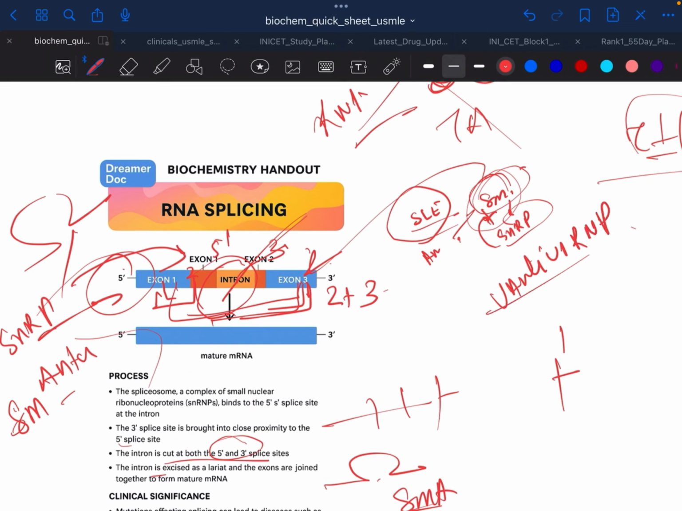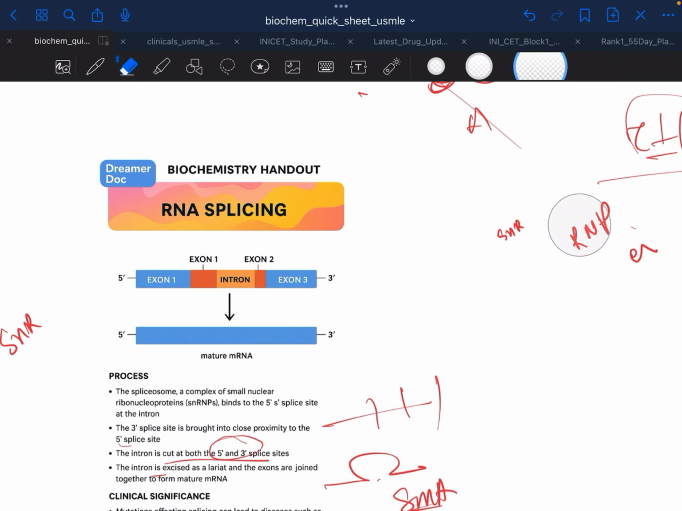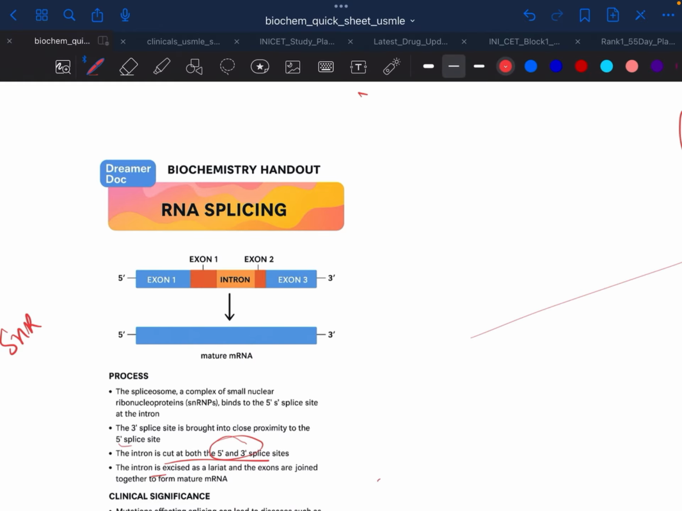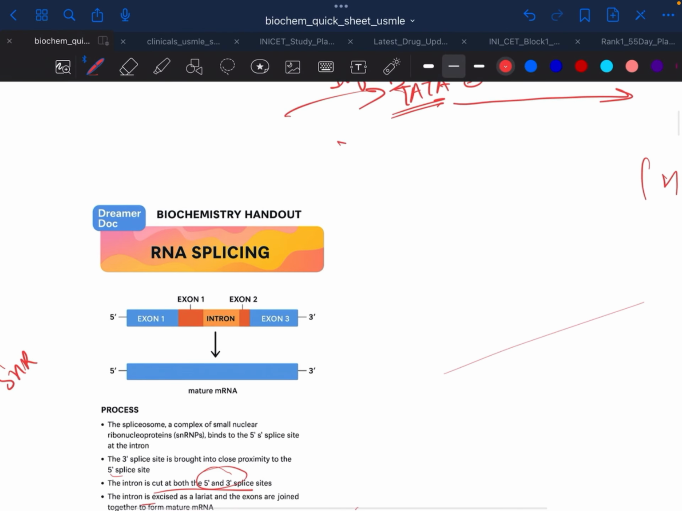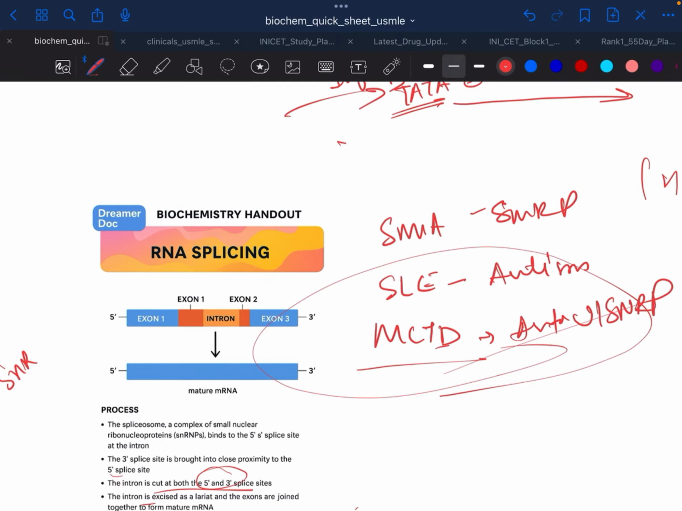Anti-U1 RNP, ribonucleoprotein, is defective in mixed connective tissue disorder, like dermatomyositis and polymyositis. All this is related to splicing. All of these are required for this process, this intron removal process. So understand this, and you are sorted. Again, revise the diseases I have told you: SMA, spinal muscular atrophy, SLE, and mixed connective tissue disease. The antibodies are anti-Smith antibody, anti-SNRP antibodies, or anti-U1 SNRP. So this is the crux of this.